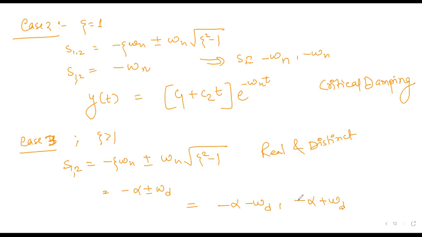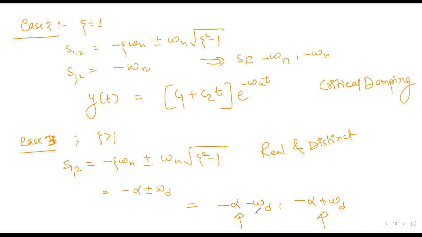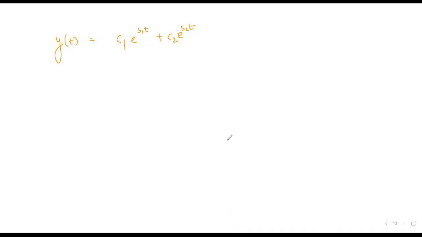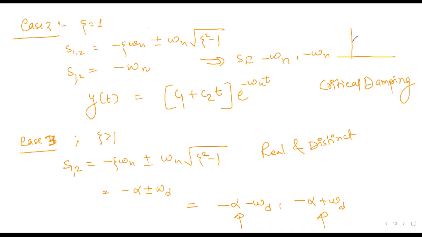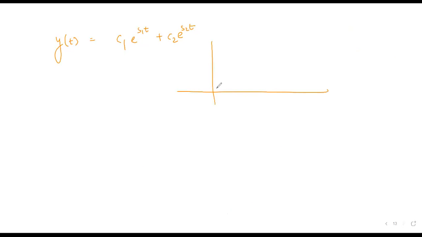So your output will be C1 e to the power S1t plus C2 e to the power S2t. S1 is this and S2 is this. And how does it look? This is your case for zeta equal to 1, and here it will look something like this. This is your zeta greater than 1.